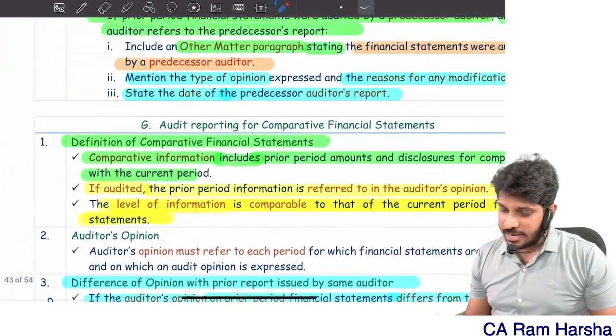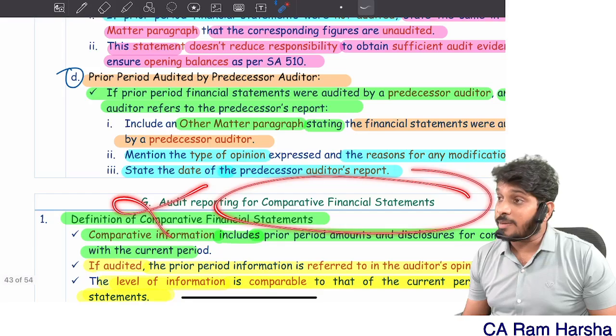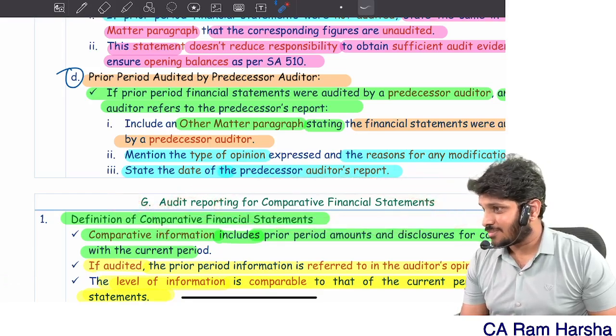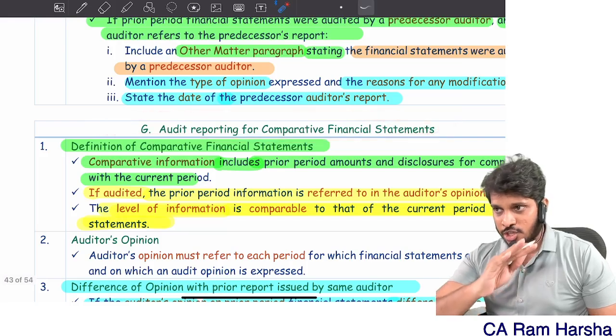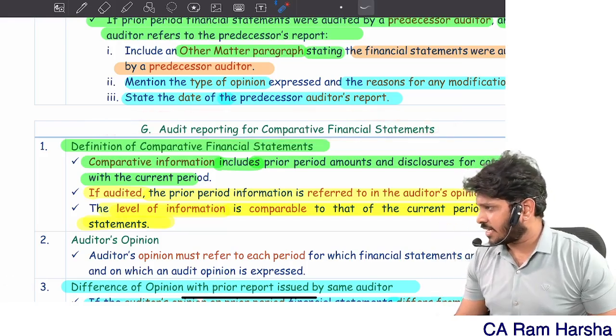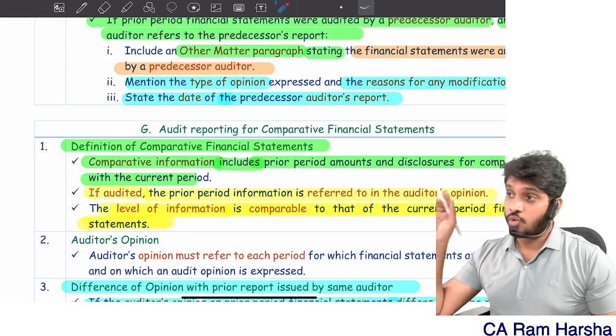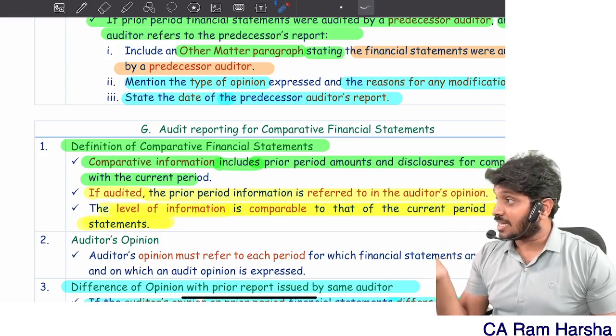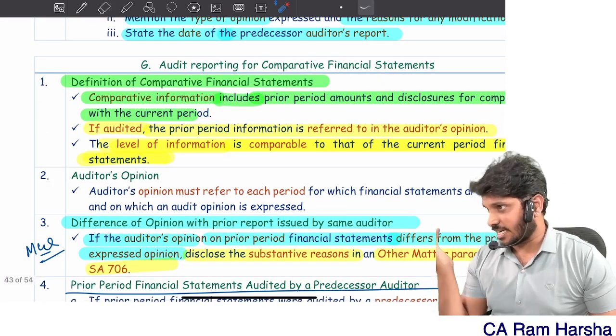See, till date they never tested this G point, comparative. Why? Because this is not there in India. This comparative financial statements approach is not there anywhere in the entire globe. It is only there in special purpose engagements. At that time, only 710 standard gives guidance. Are you clear?